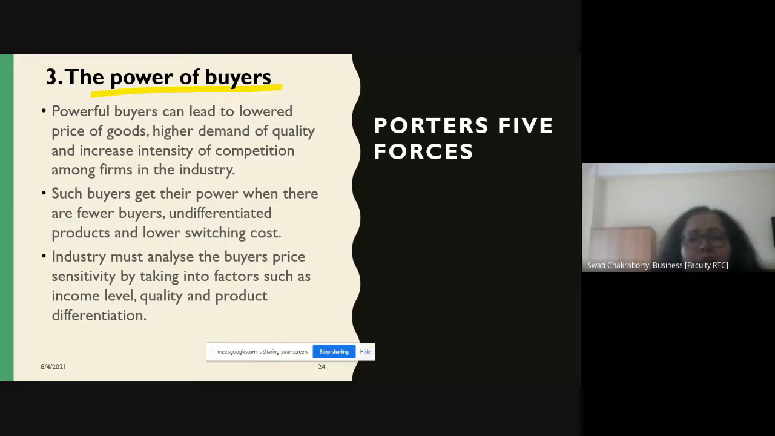When do buyers have more power? When there are very few buyers, right? When there are very few buyers, the products are quite undifferentiated, and the switching cost is low, then the buyers have the upper hand. So what has to be done? The firm has to look into the quality of the products. There has to be product differentiation, and income level, targeting a particular group of people. When you are more focused, buyers do not have much say, they do not have much choice.